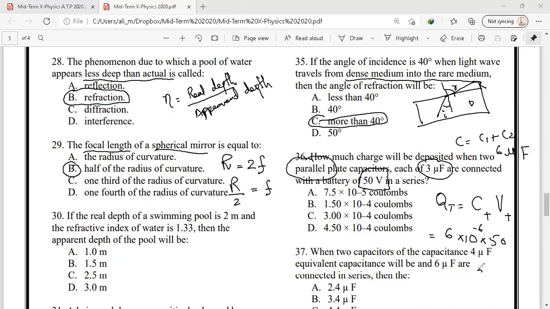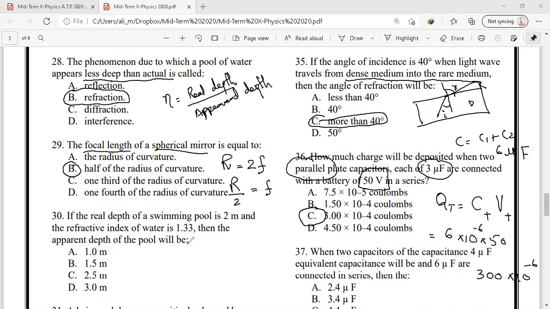6 into 50 is 300, that is 3 times 10 raised to the power minus 6. So after converting this into scientific notation, we will get option C, that is 3 exponent minus 4 coulomb. So the correct option is option C.